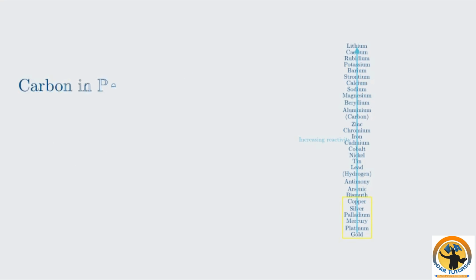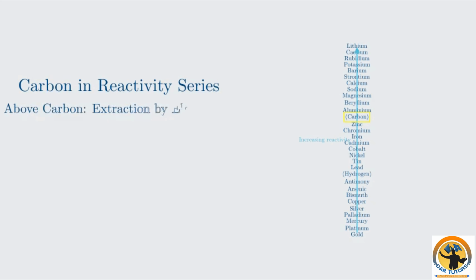Finally, let's consider reactions with carbon. Carbon is included in the reactivity series because it is a common reducing agent in industry. Let's see how its position affects metal extraction. Metals that are above carbon in the reactivity series, like sodium and aluminium, cannot be extracted from their oxides using carbon. They are too reactive, and electrolysis is required to reduce them. For these metals, carbon isn't a powerful enough reducing agent.